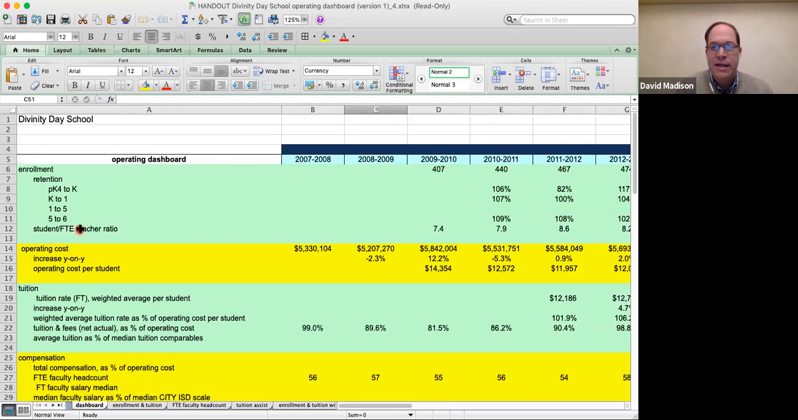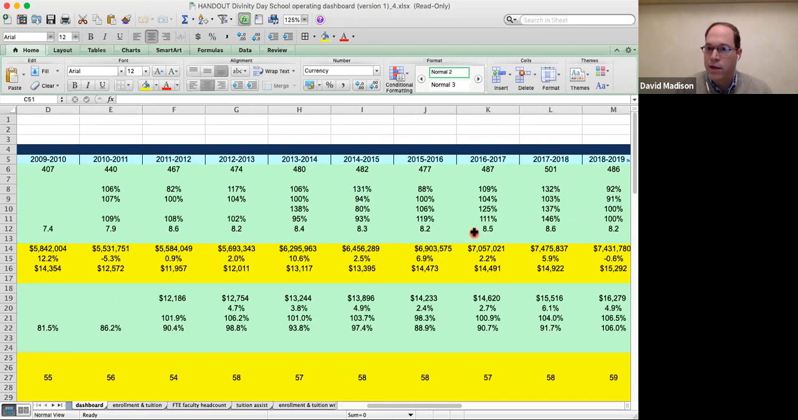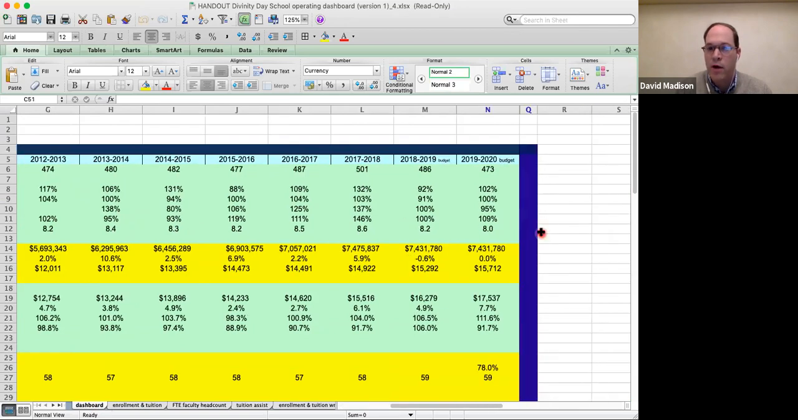And then this is another piece of information that I think is helpful to track, which is the student-teacher ratio. So again, this school, it's Divinity Day School, so everything is in pretty good shape. But you'll notice that their teacher-student ratio is pretty healthy, hovering around 8.